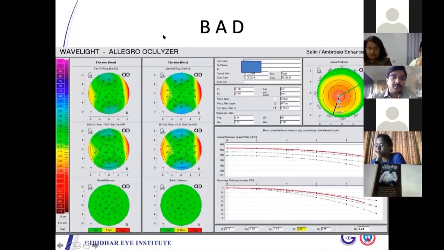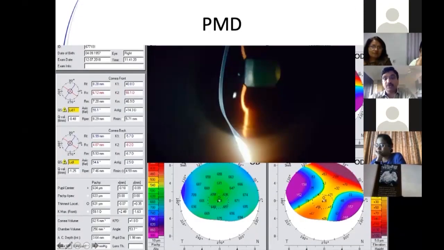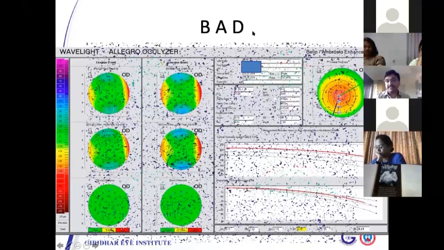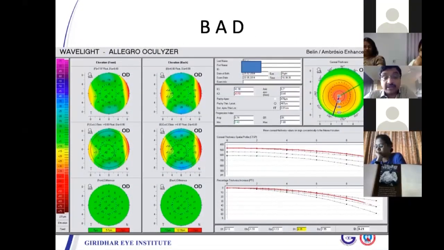So next, this till now is what you get in almost all tomography machines. Now, BAD or Belin-Ambrosio enhanced ectasia display is a feature very specific to Pentacam or Oculyzer. Now, this is the BAD display. It helps you to detect the cone easily. Now, how does it do it?